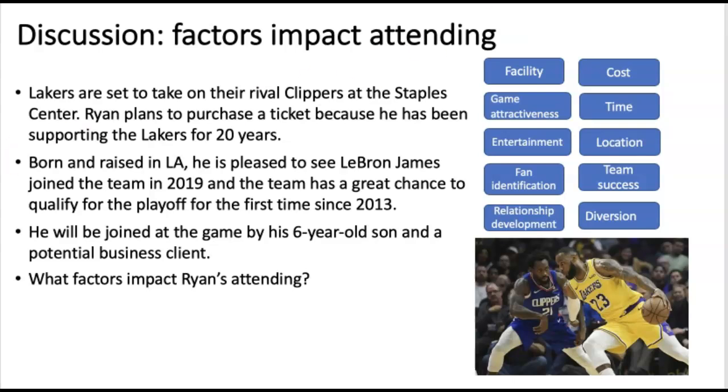Right, there are a lot of factors. First of all, facility. Staples Center is obviously a pretty well-known sports facility. That could be one factor. The second thing is game attractiveness. Lakers and Clippers are playing in the same city, so they've been rivals in that city, and they will attract fans to go and watch the game. Entertainment: some people go and watch sports not just for the sport itself, but for the entertainment, to enjoy the experience. Fan identification: Ryan has been a Lakers fan for 20 years, so he has that loyalty, and he wants to go and support his favorite team.